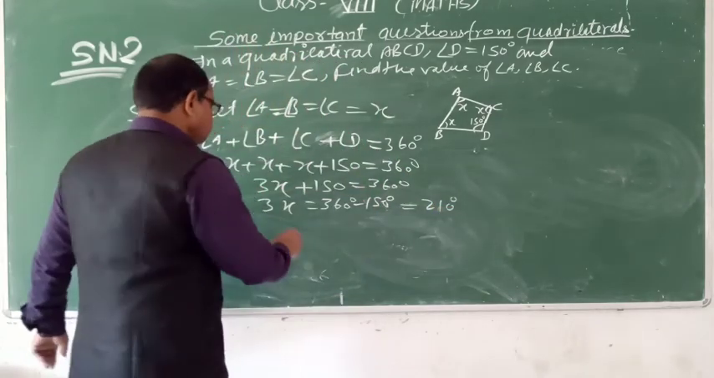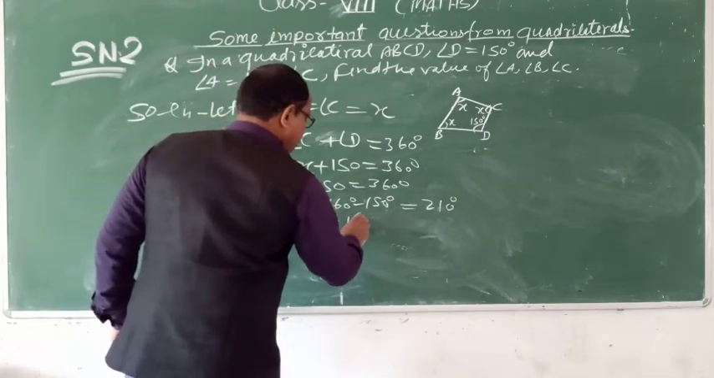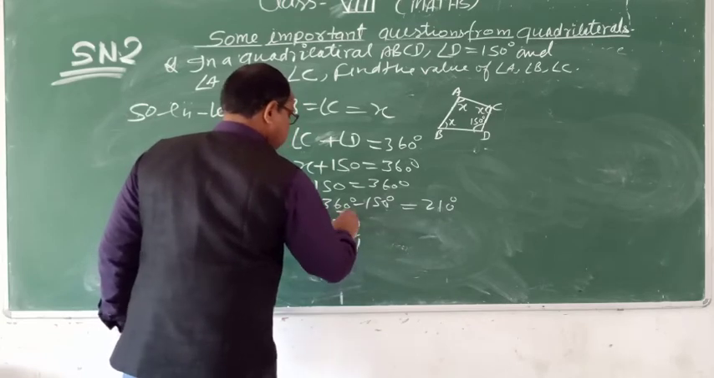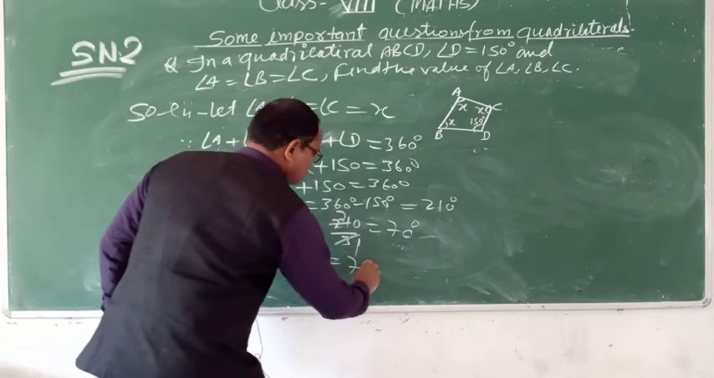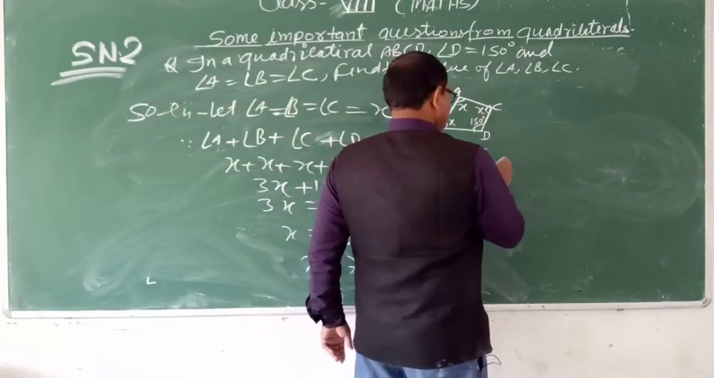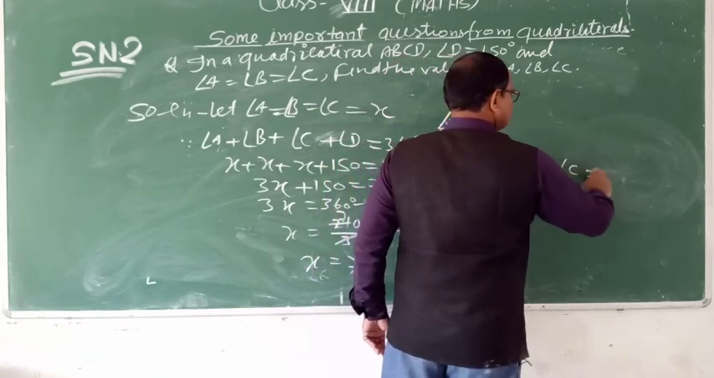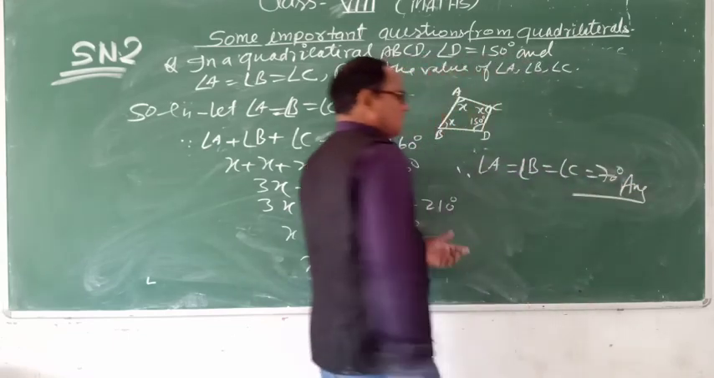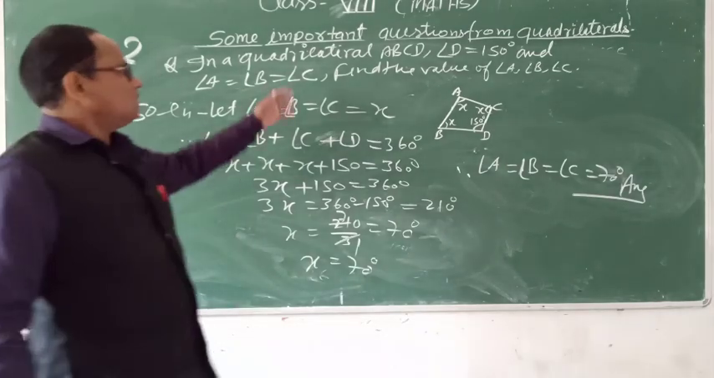Okay, therefore x is equal to 210 upon 3. 3 sevens are 21, so we get 70 degrees. x is equal to 70 degrees. Therefore angle A is equal to angle B is equal to angle C is equal to 70 degrees, which is the answer. Thus, these types of questions you can solve on this basis.